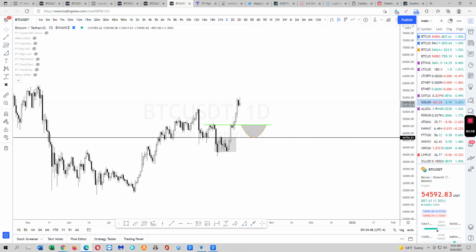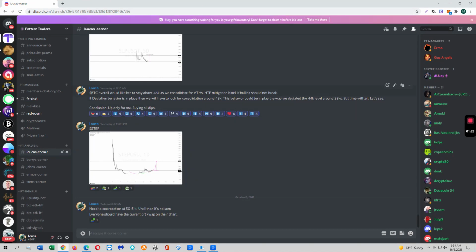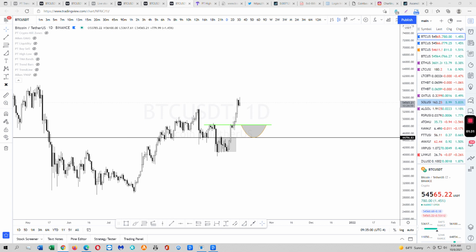Okay. I posted in the Discord and I got a few DMs asking me, what do you mean by this? This right here: deviation behavior is in place, and we will look for consolidation on 43 and behavior similar to what happened at the 44 to 38k level, right? Well, all I was trying to indicate was this over here was the actual bottom, but we wanted to trap some bears before we made the higher high, and this is exactly the play that I'm talking about. This is the deviation play that I usually look for when I try to catch swing longs, right?